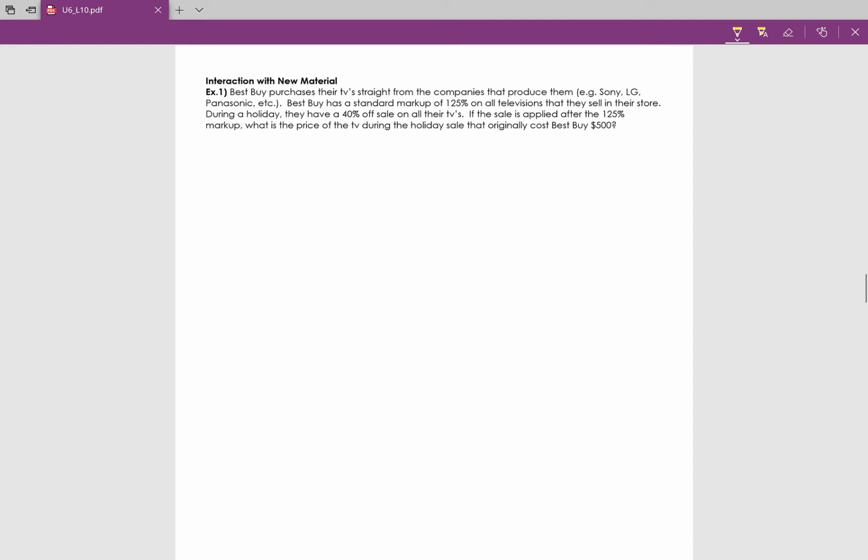So we're going to go through it, we're going to annotate it, and then we're going to do what we got to do. It says that Best Buy has a standard markup of 125%. So that means we're increasing.